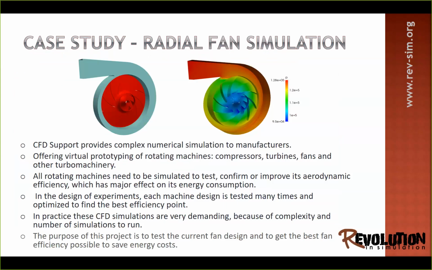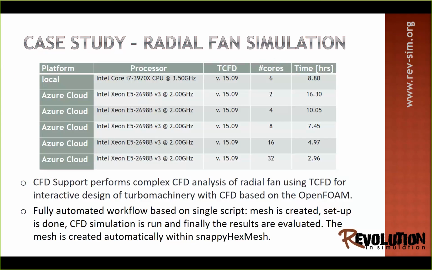We again used the Microsoft Azure cloud here, although we are using any cloud depending on the engineer's request, so be it Google, AWS, Atos, and Advania, for example, in Iceland, OpenCarefree, etc. So the benefit of these clouds obviously is you can run on any different number of compute nodes, of compute cores, right? And the purpose of this project was to test the current fan design and to get the best efficiency possible to save energy cost.